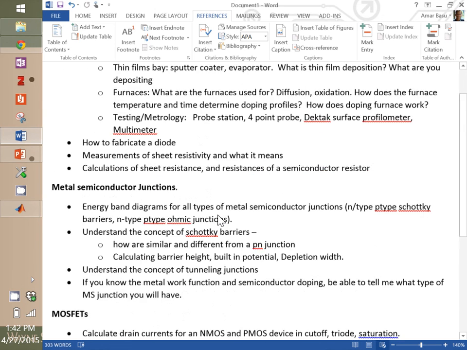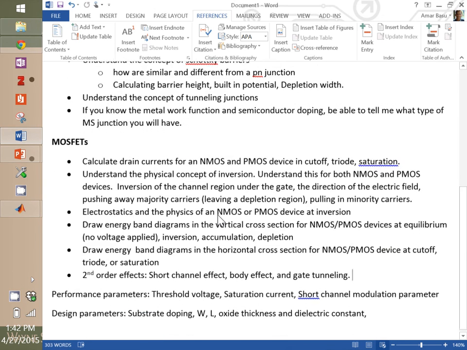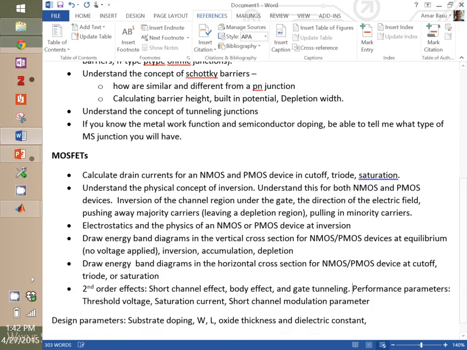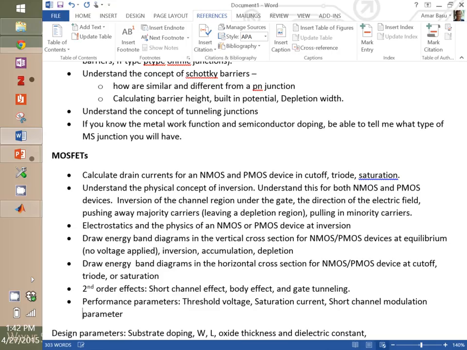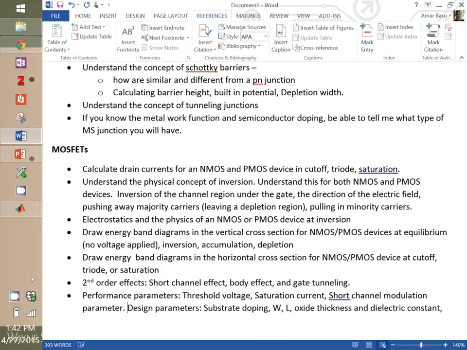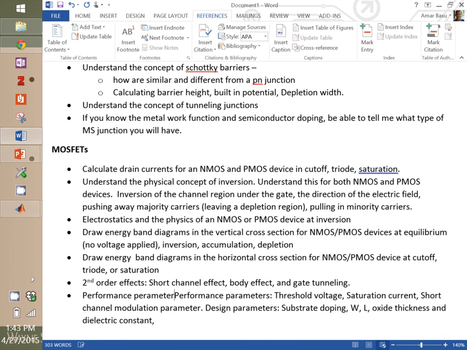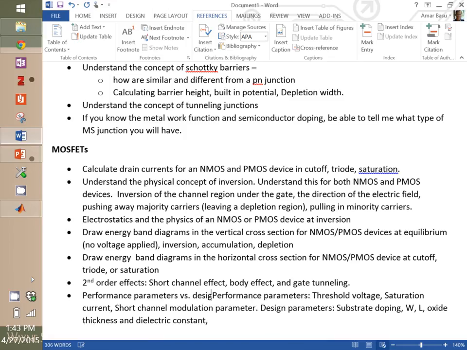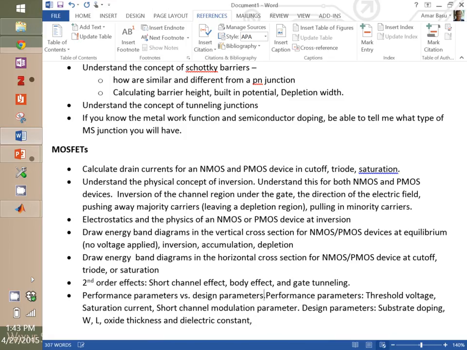So these are the main topics here. Oh, and here's the last one. I started working on this yesterday. So this last thing, performance parameters versus design parameters. These will be the toughest questions, but it's something that you can prepare for.